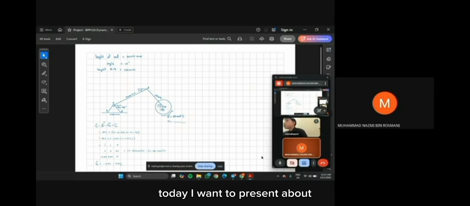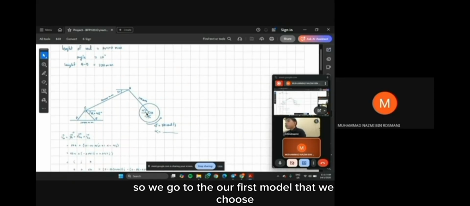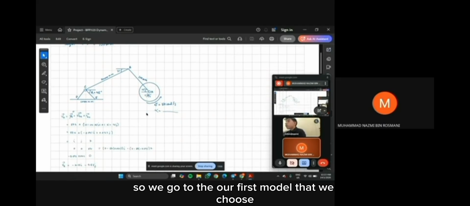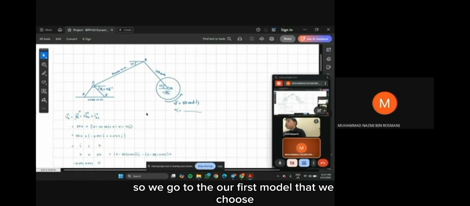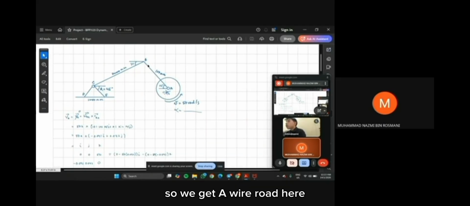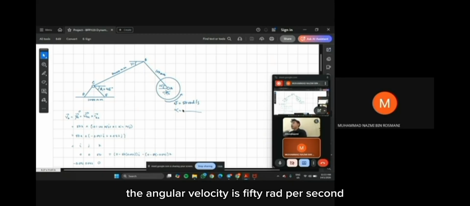Today I want to present about the theoretical calculation for our dynamic project. So we go to our first model that we chose. We have a rod here, and the angle for AB is 25 degrees and for BC is 30 degrees. The angular velocity is 50 rad per second.